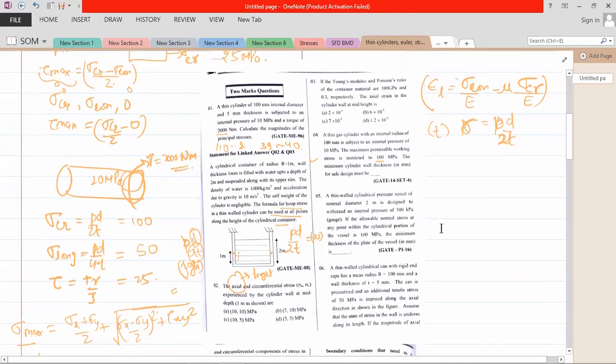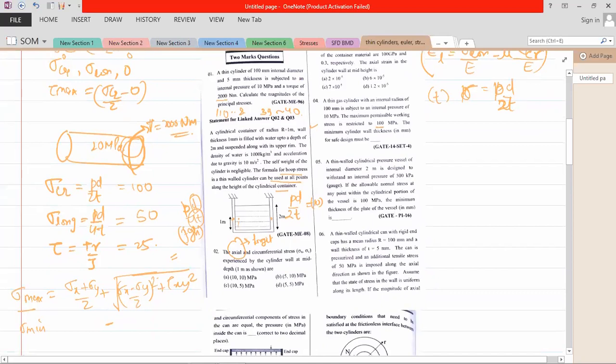Now in the next question, it is given a thin walled cylindrical pressure vessel. Diameter is given, pressure is given, the maximum value of normal stress is given, and again the thickness is asked. So again sigma is equal to PD by 2T. Use the equation and you can get the thickness. For this value, the thickness is around 10 mm. For this value, the thickness is around 5 mm.